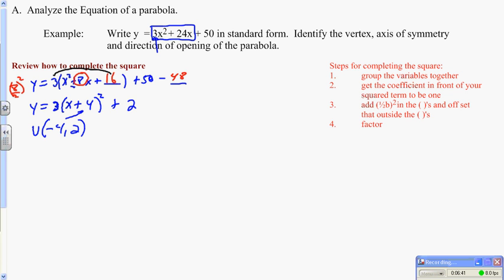Notice that these are opposites. And the y's are okay. They're the same. From this we know that the axis of symmetry is x equals negative 4. Notice it's the x value of the vertex. And 3 is positive, so we know it opens up. And that is completing the square, and we're going to need that later.